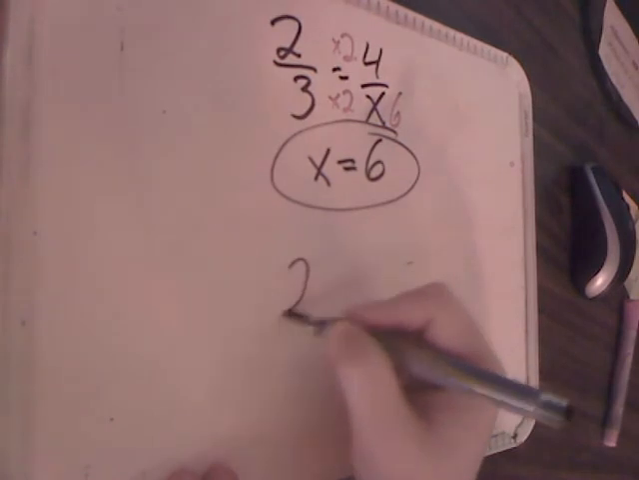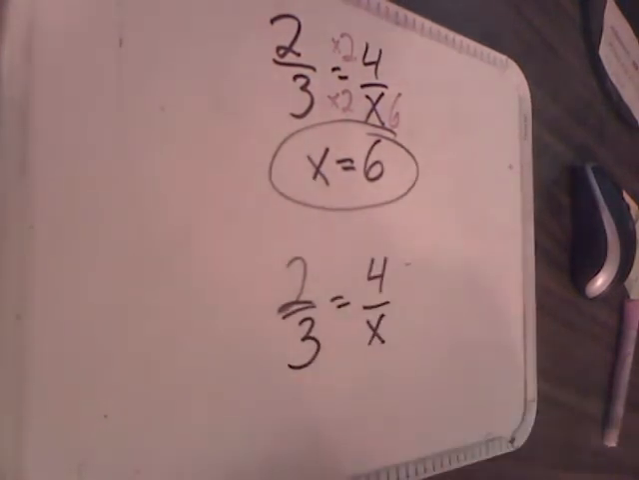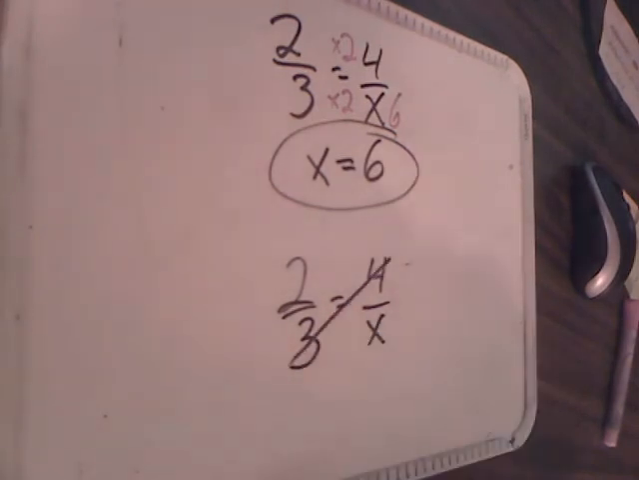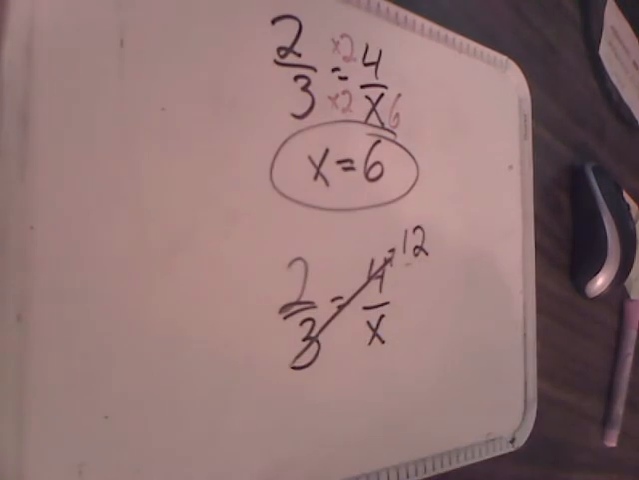There's another way to solve this, and we're going to use the same problem to show you. If you have 2 to 3 is the same as 4 to x, the other way to solve this is to cross multiply and divide. So the first thing you want to do is multiply the two numbers that are farthest apart. The 3 and the 4 are farthest apart, so we're going to multiply 3 times 4, which is 12.